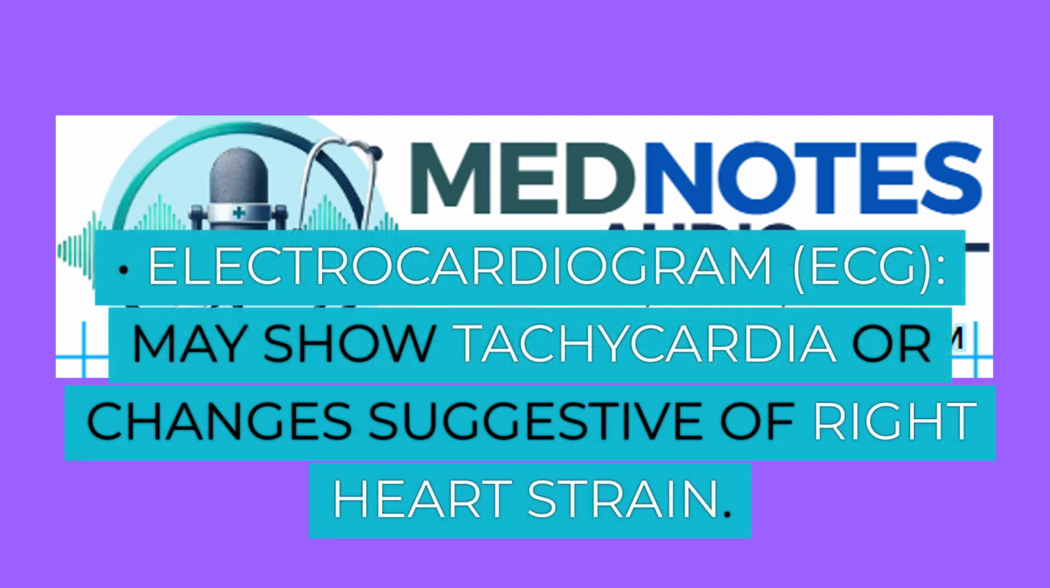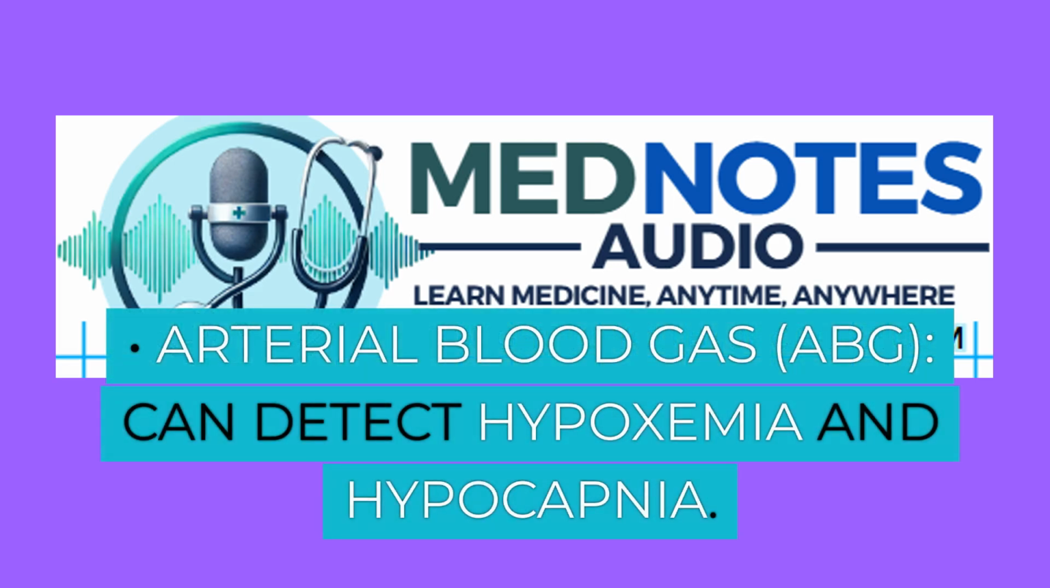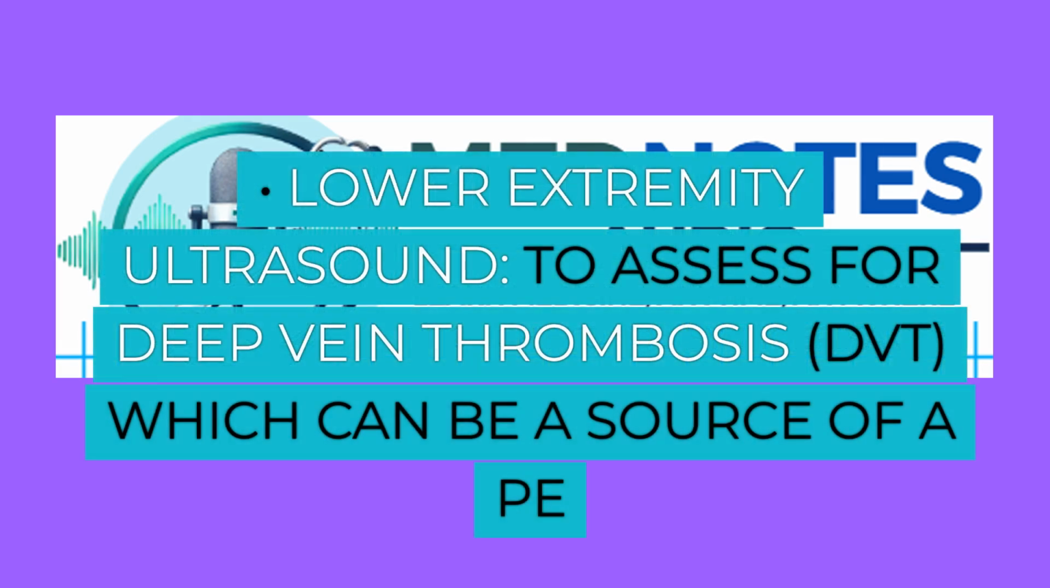Electrocardiogram, ECG, may show tachycardia or changes suggestive of right heart strain. Arterial blood gas, ABG, can detect hypoxemia and hypocapnia. Echocardiogram, ultrasound of the heart, may show signs of right heart strain or a thrombus in the right side of the heart. Lower extremity ultrasound to assess for deep vein thrombosis, DVT, which can be a source of a PE.